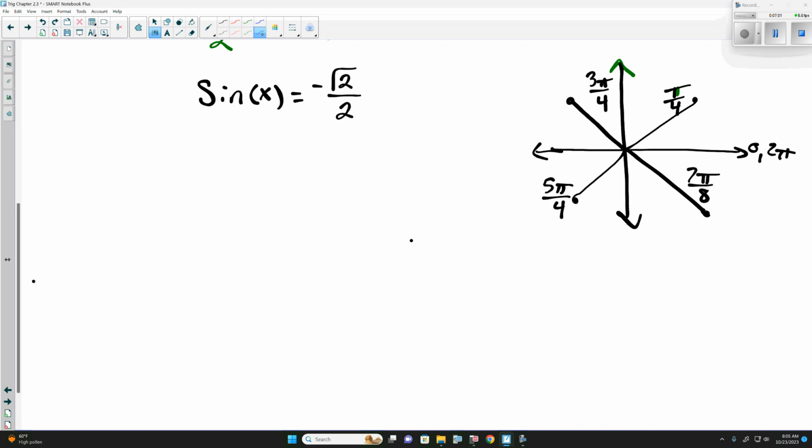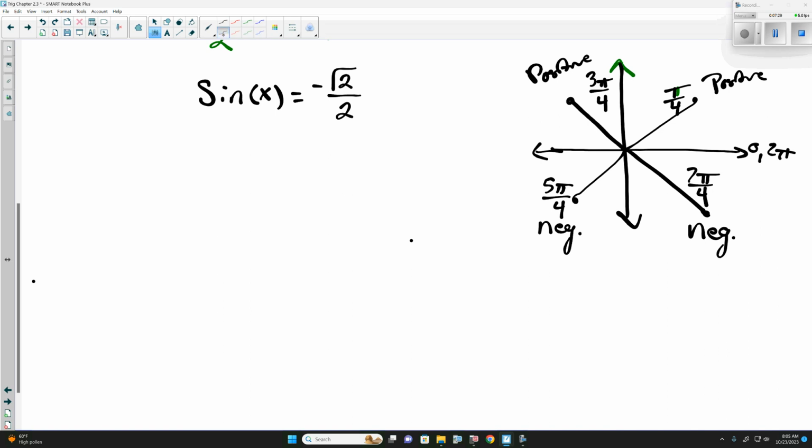But one of the things we do need to add is the fact that sine is positive for pi over 4. It is positive for 3 pi over 4. And it's negative for 5 pi over 4 and 7 pi over 4. What the heck am I writing? 4 down here.